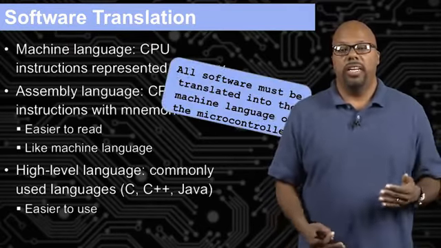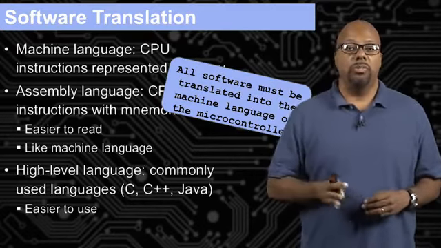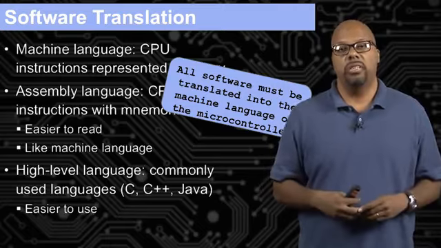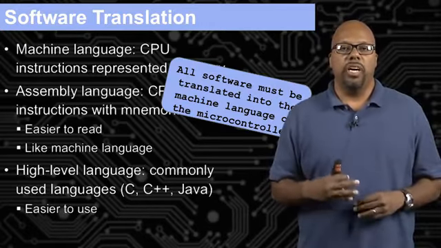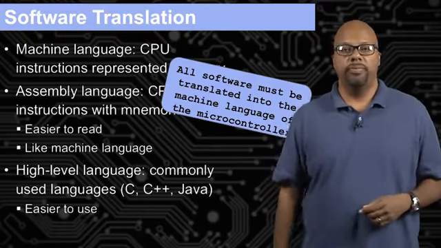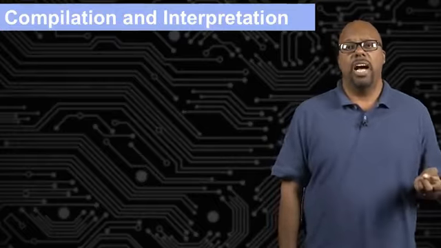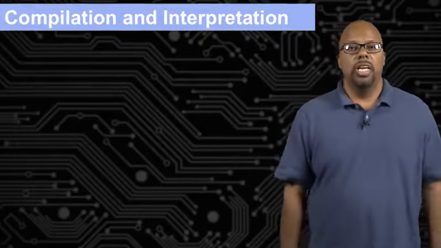So all the software that you write in a high-level language has to be translated into the machine language of the microcontroller before you can actually execute it. So there's always that process. You're going to write the code, then you're going to do the translation, and then it gets executed. Now, there are two ways this can go, depending on if it's a compiled language or an interpreted language.